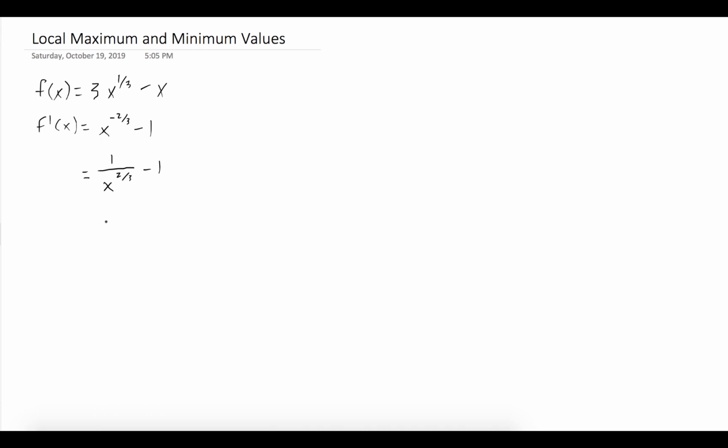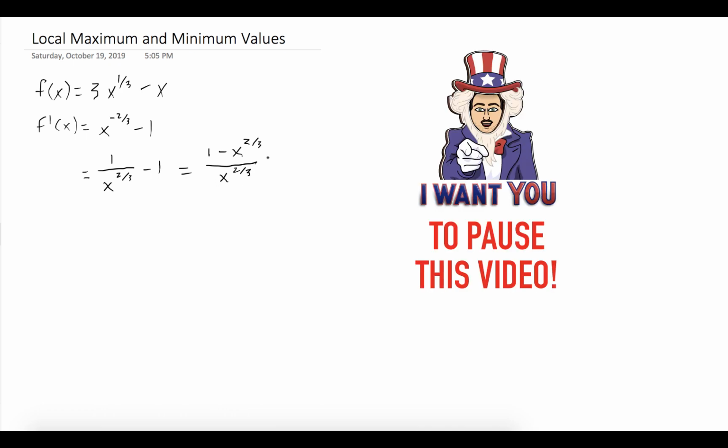And now we could get a common denominator. And we see that this is equal to 1 minus x to the 2/3 over x to the 2/3. So the question becomes, when is this equal to 0? And for what values of x does this not exist? And that's what we'll work on now. So maybe pause the video and see if you could solve it.